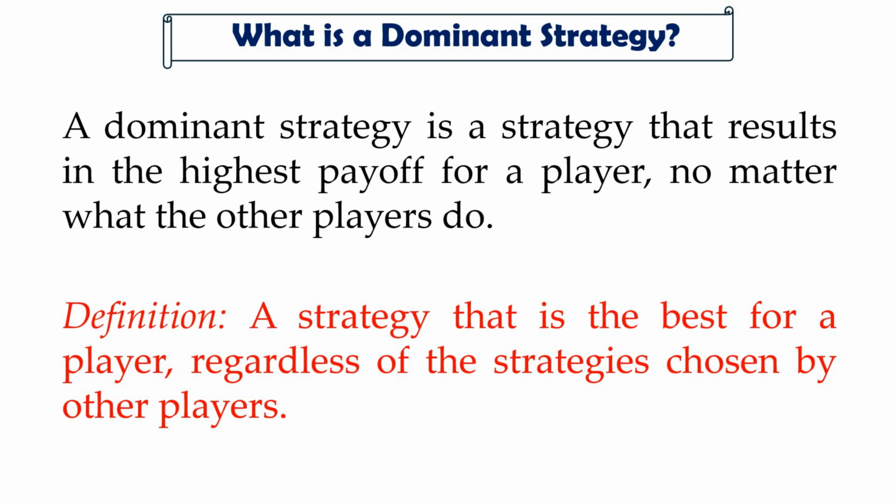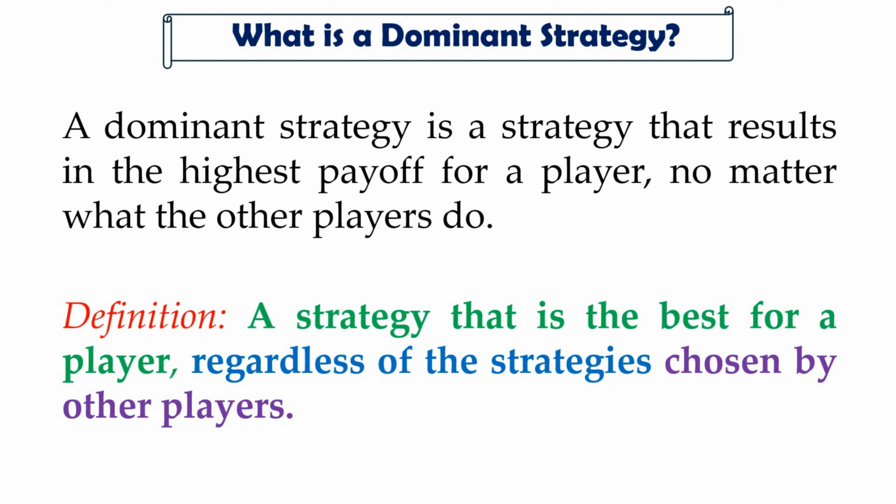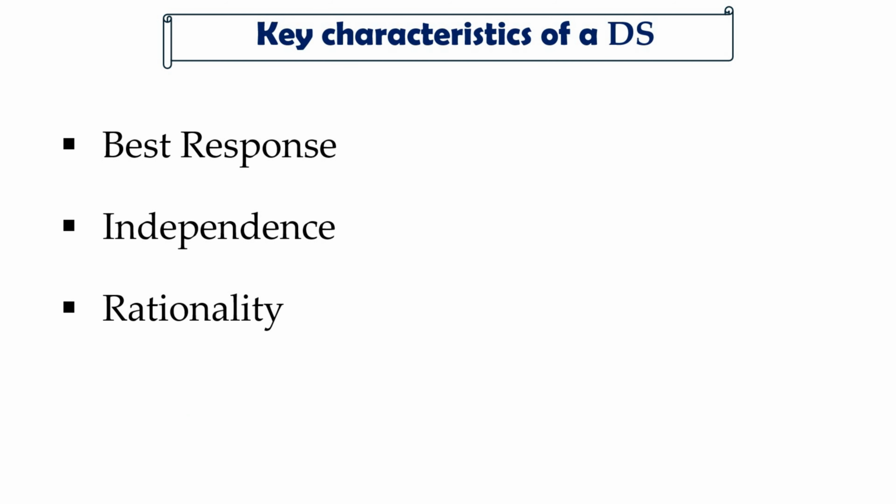If we want to provide a definition of it, we can say that it is a strategy that is the best for a player regardless of the strategies chosen by the other players. So there are three parts in this definition of dominant strategy: a strategy that is the best for a player, which is regardless of the strategies chosen by the other players. So it is independent.